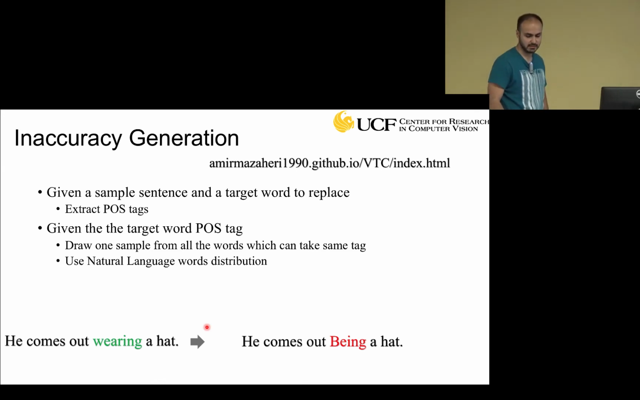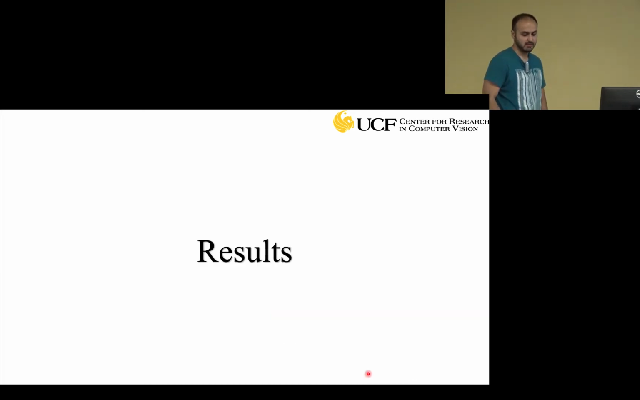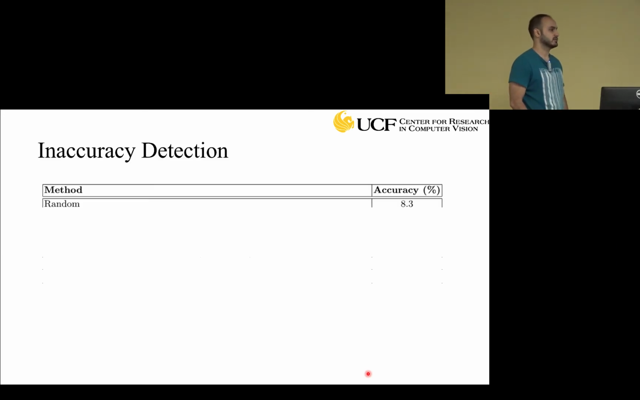As you can see, the frequencies of these inaccurate words are similar to natural language. For example, they are mostly nouns, then different kinds of verbs, then adjectives, something like that. So let's look at the results. First, I show the inaccuracy detection results, just the first part, so how well we can detect it. The random chance is 8.3%.